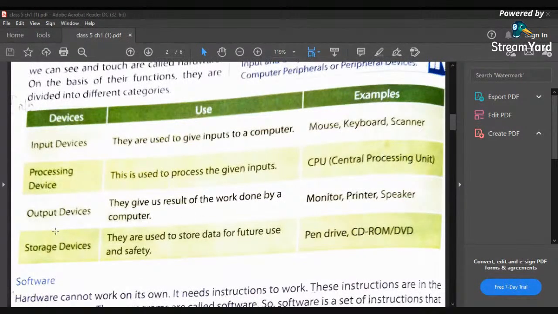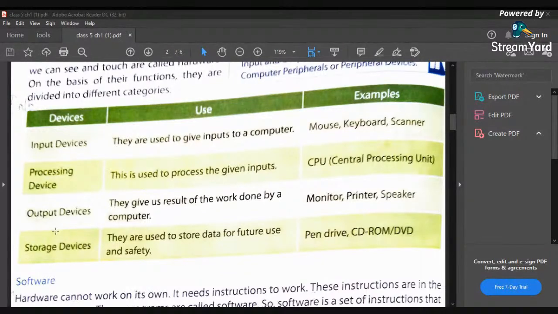And after that, output devices. They give us the result of the work done by the computer. The device that gives the accurate result of the work done by the computer is called an output device. Some output devices are the monitor, printer and speakers.